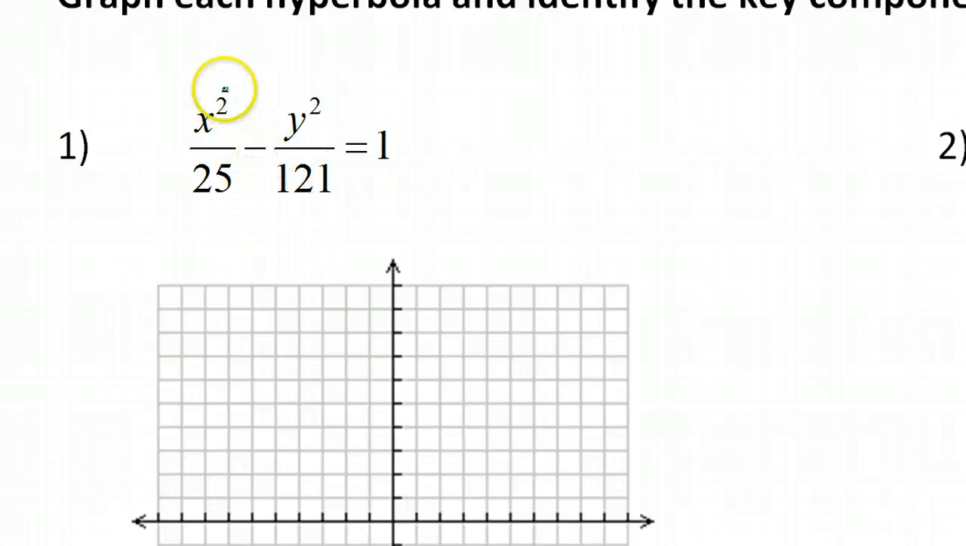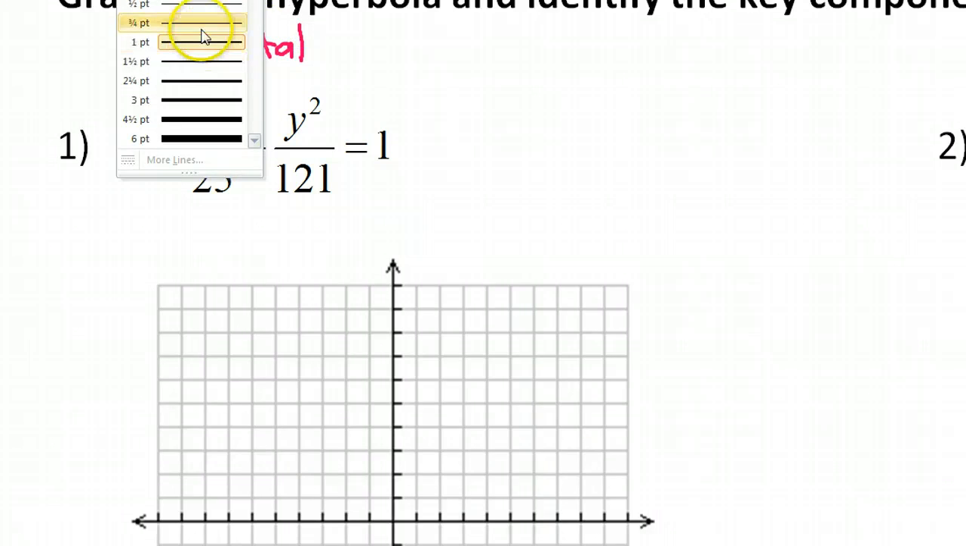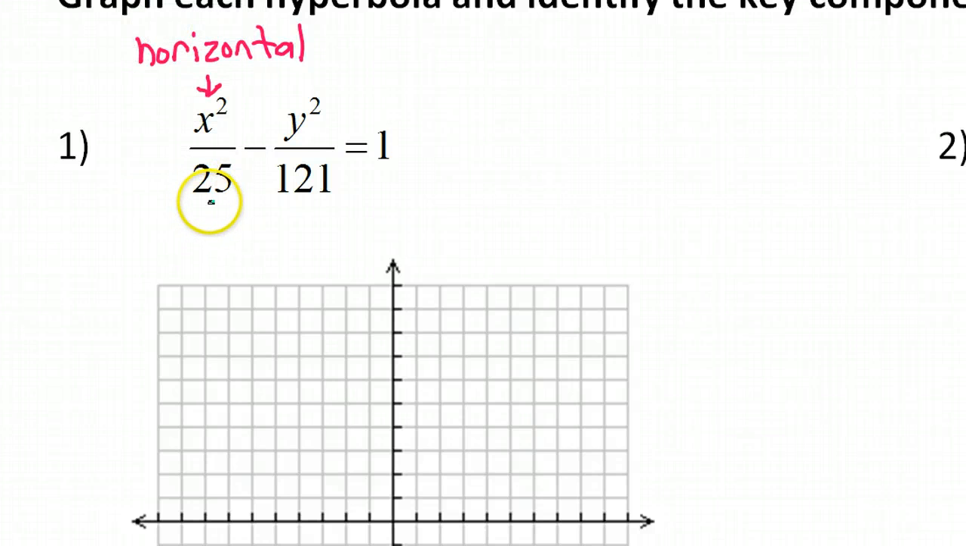Looking at this equation, we can tell many things right away. First of all, pay attention to which is the positive and which is the negative term. Because the x term is positive, I know this is going to be horizontal. The positive term is always going to give us our A value. So our A value is 5. And that A value is always going to give us our vertices.